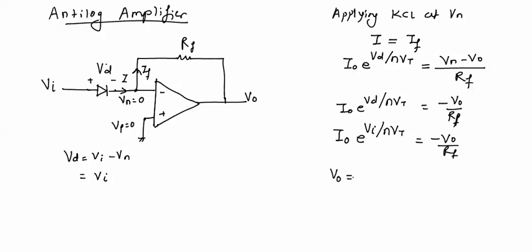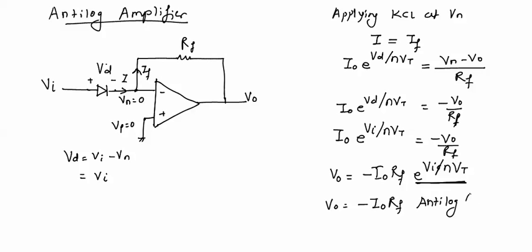Now the expression for V naught equal to minus I naught into RF into e raised to power Vi upon eta into Vt. Now this exponential term is itself an antilog, so V naught will be equal to minus I naught into RF into antilog of Vi upon eta into Vt. So this amplifier is working as an antilog amplifier because the output is depending on the antilog of the input.